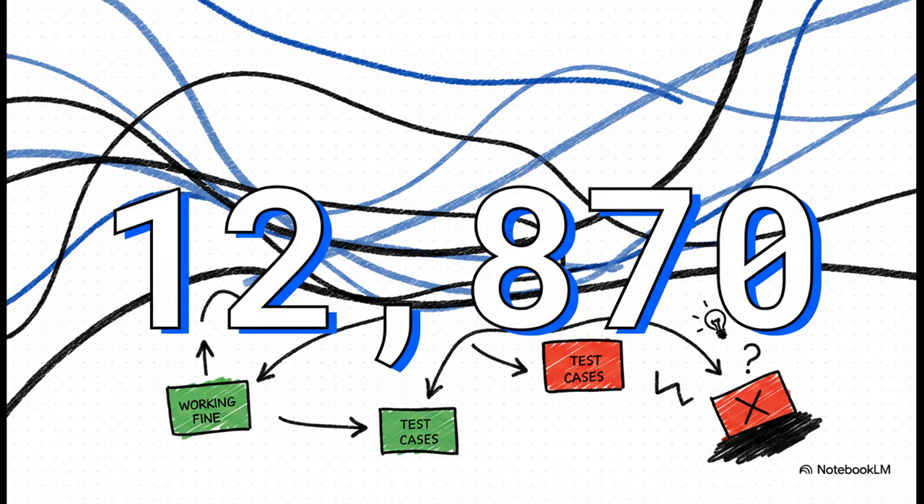Brace yourself. For just two threads running through that one line of Java, there are, and this is not a typo, 12,870 different possible execution paths. Most of them work just fine, but some of them don't. And this just perfectly illustrates the insane scale of the problem. You can't possibly test your way out of this by just hoping for the best.